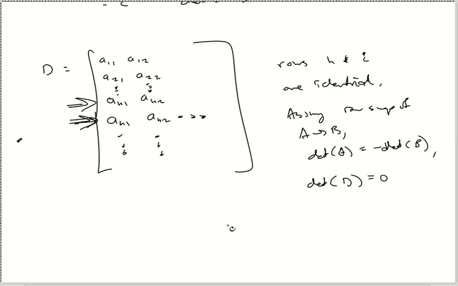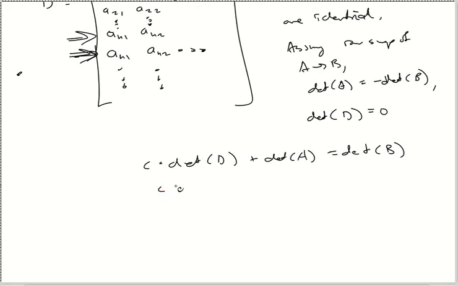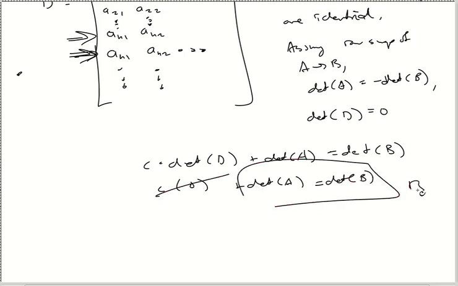Okay? So therefore, now we have C times determinant of D plus determinant of A, and this is equal to determinant of B this whole time. Well, this is now 0. And you can just get rid of that. There you go. You're done. Solid box thingy. That was a lot more words that I said than what was written down.